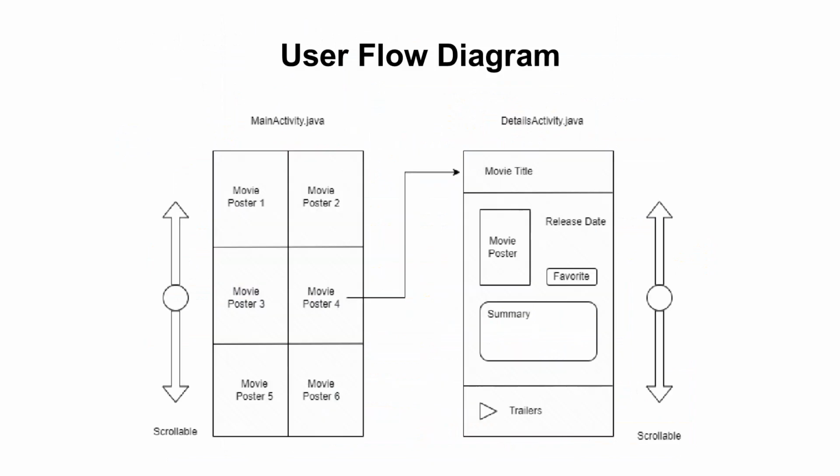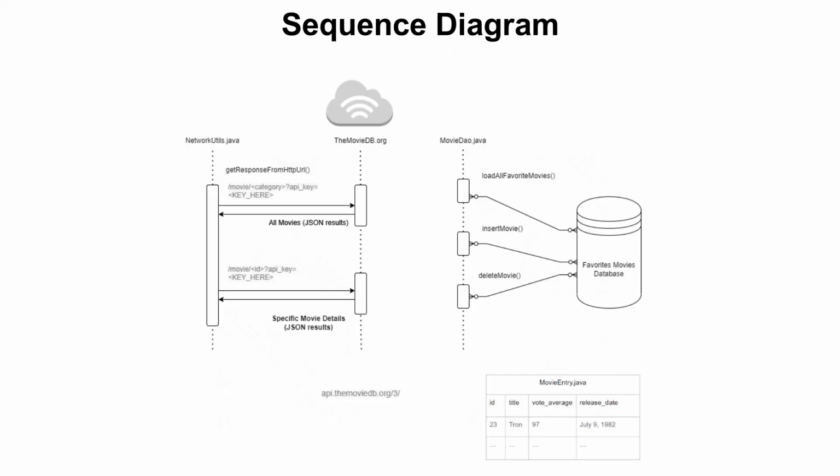The first diagram is what is known as a user flow diagram. Its purpose is to give an overview of how the user can interact and navigate throughout the application. The second diagram is what is called a sequence diagram, and its purpose is to describe how data travels between major components related to a specific feature.